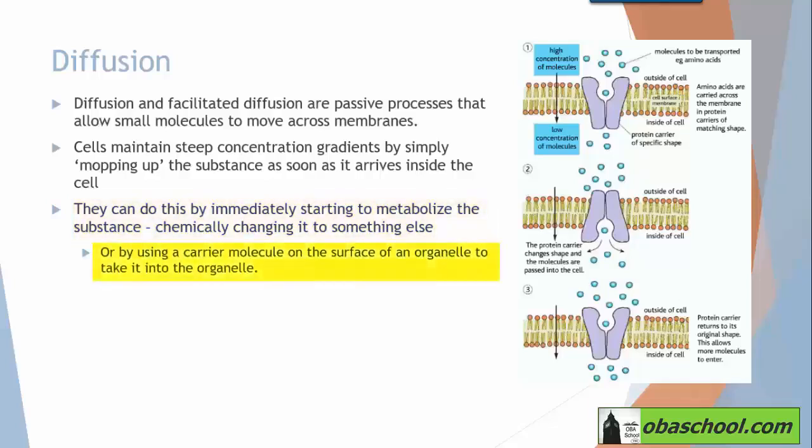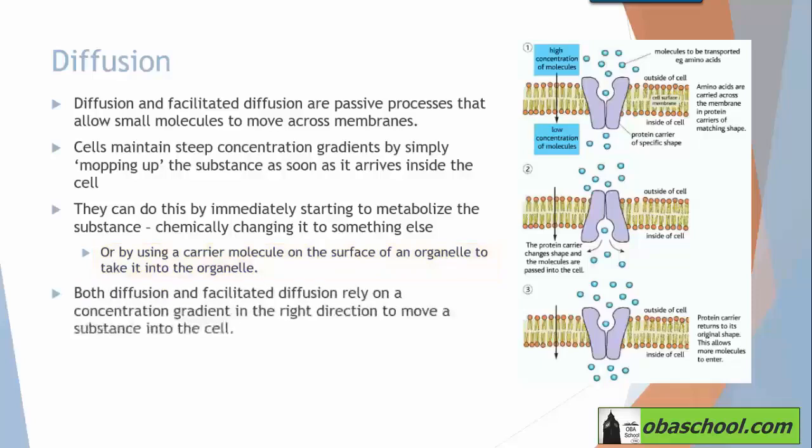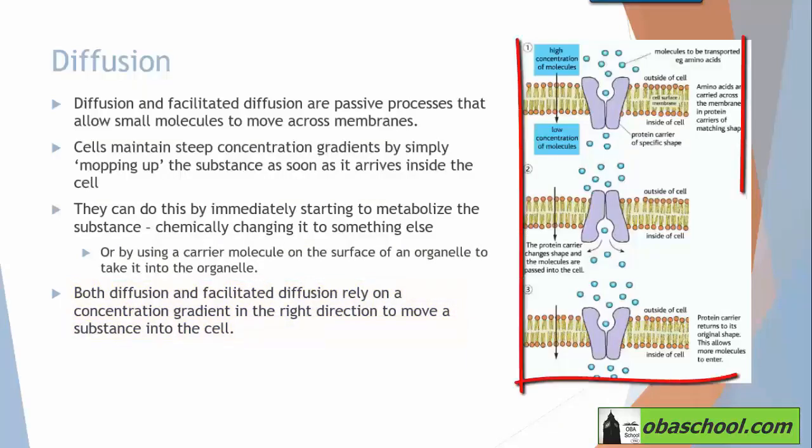Either that, or they can use a carrier molecule on the surface of an organelle to take it into the organelle, so it is no longer affecting the concentration of the substance in the cytoplasm. Again, the concentration of the substance in the cytoplasm will remain low, so that the concentration gradient remains, and the substance keeps flowing in from the outside of the cell into the cytoplasm. So both diffusion and facilitated diffusion rely on a concentration gradient in order to keep happening, and it has to be in the right direction in order to move a substance into the cell consistently.